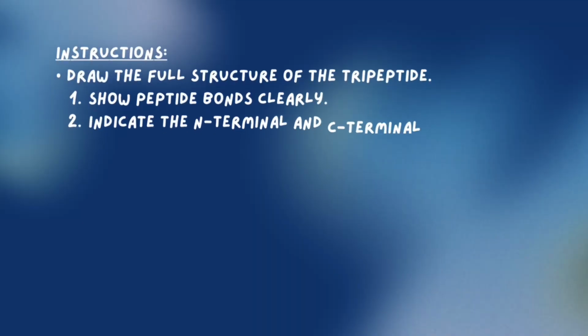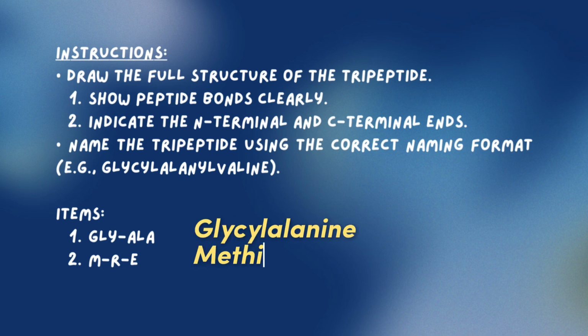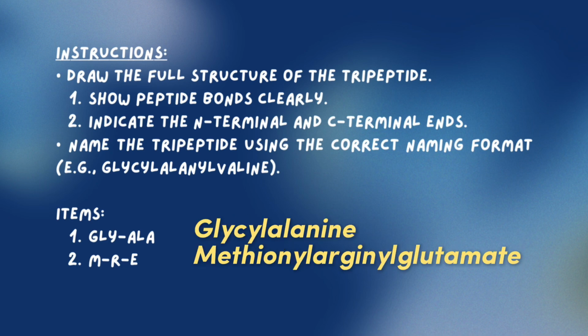Since we already know how to identify amino acids and name peptides, let's do this little activity we have prepared. Given the following amino acid sequences, draw the full structure of the resulting peptide. Show the peptide bonds clearly and indicate the N-terminal and C-terminal ends. We'll give you time, but feel free to pause the video if you need more. Time's up! Here are the answers. Did you get them all right?